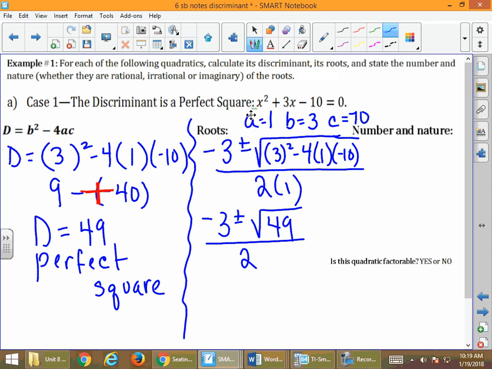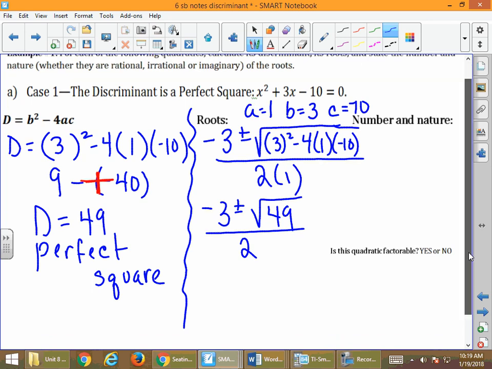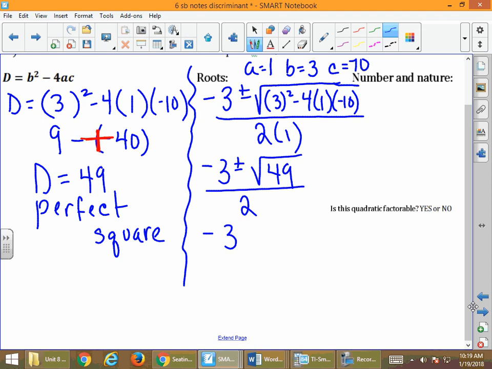Can we take the square root of 49? It's 7. We can take the square root of 49. We get negative 3 plus or minus 7 divided by 2. And ultimately what we're trying to figure out is what are our roots, our x-intercepts, our zeros, our solutions to this function in this particular part.